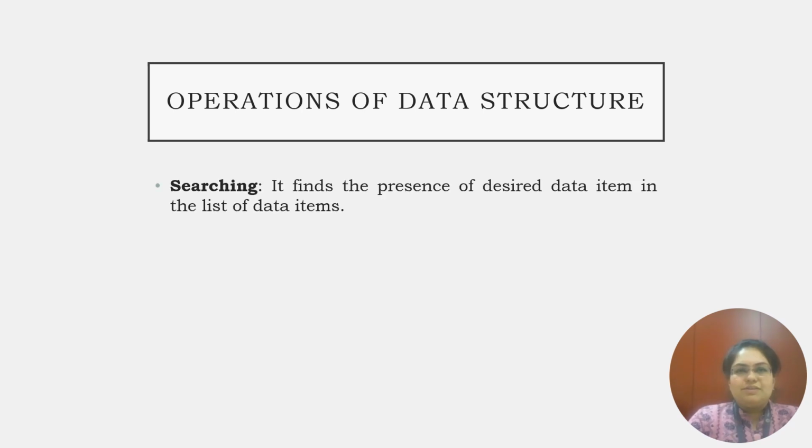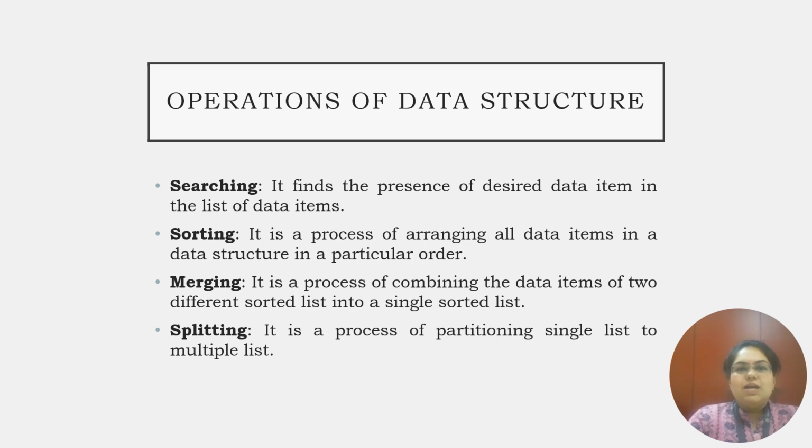Next operation is the searching operation. Searching means to find a particular element in the given data structure. It is considered successful when the required element is found. Searching is an operation which can be performed on data structures like array, linked list, tree, graph, etc. So basically it finds the presence of a desired data item in the list of data items.